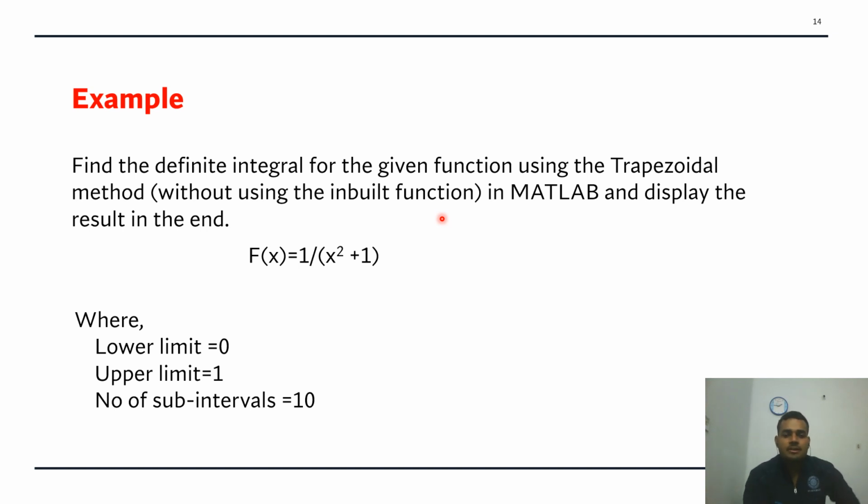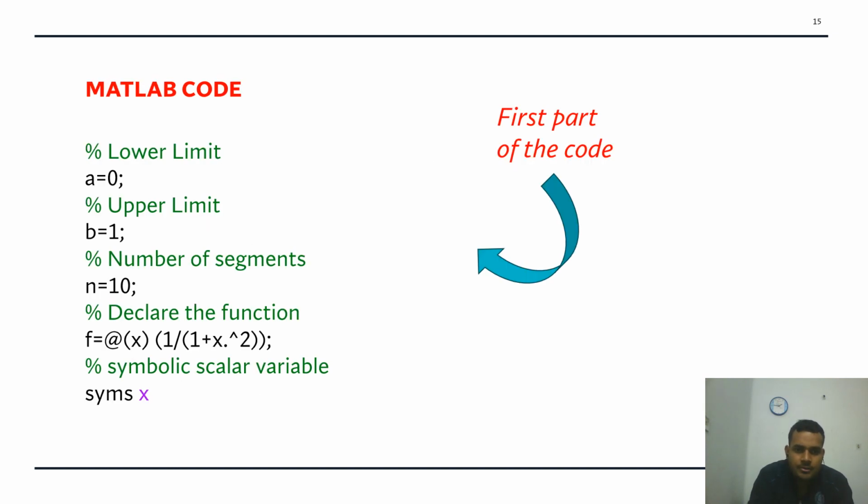So the function given here is f(x) = 1/(x² + 1), where the lower limit is 0, the upper limit is 1, and the number of subintervals is 10. Now the first part of the code is written here, where firstly we will define the lower limit, which is 0, and then the upper limit, which is b = 1, and then the number of segments, or you can say number of subintervals, is equal to 10.